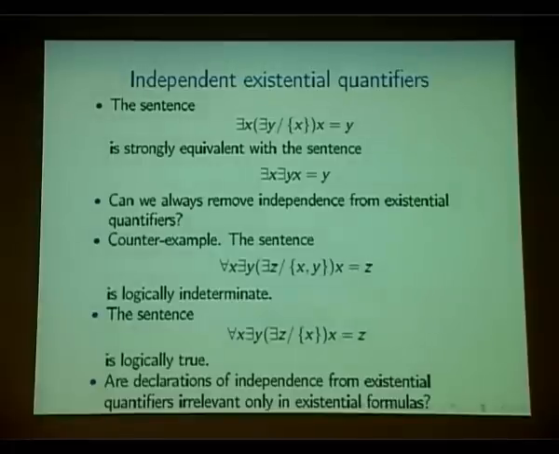And of course not. And actually we have a counterexample here. For all x there is a y, there is a z which is independent of x and y, so that x equals z. That is logically indeterminate, so in every model with at least 2 elements, there is no winning strategy for either player. So we cannot always remove independence from existential quantifiers.